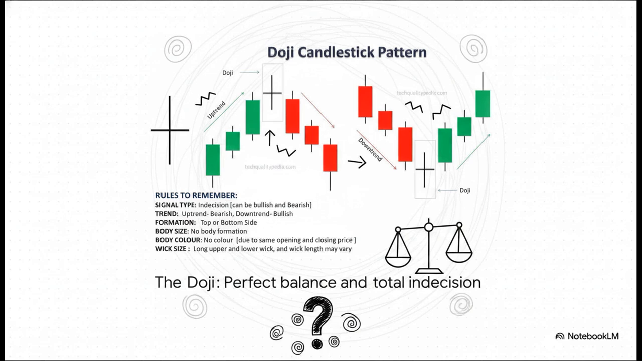Now, what's really interesting about this is how that indecision is visually represented. A true doji has no colored body at all. The opening price and the closing price are exactly the same. The wicks show that both buyers and sellers tried their absolute hardest to push the price during the session, but ultimately, they ended up in a perfect frozen balance. Neither side could secure a victory.